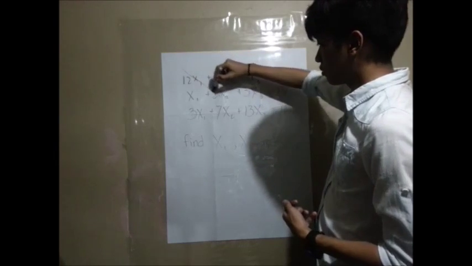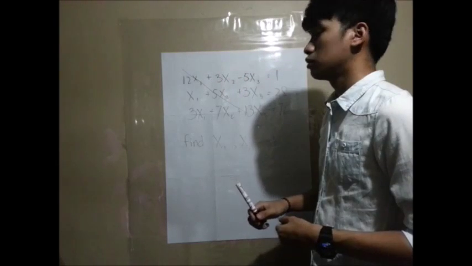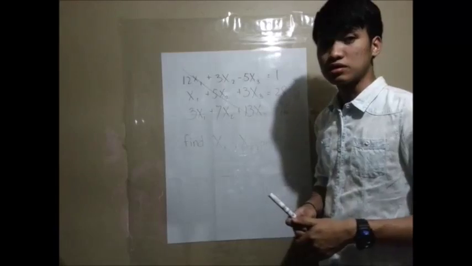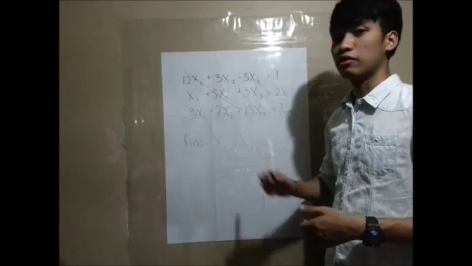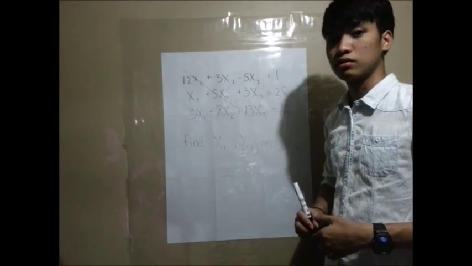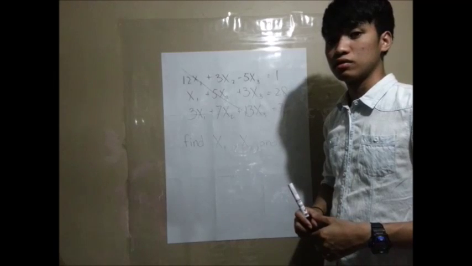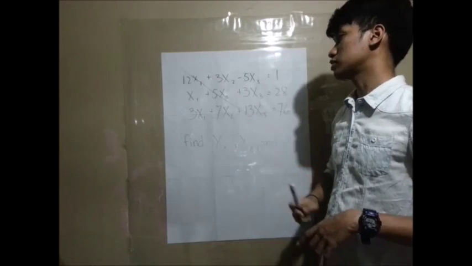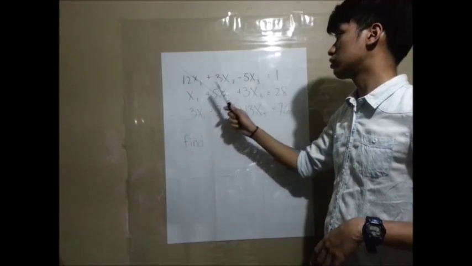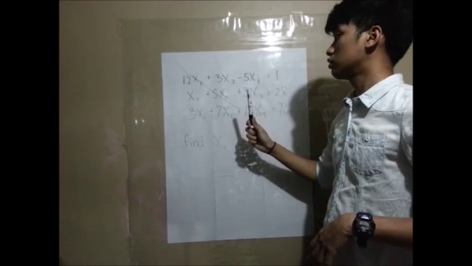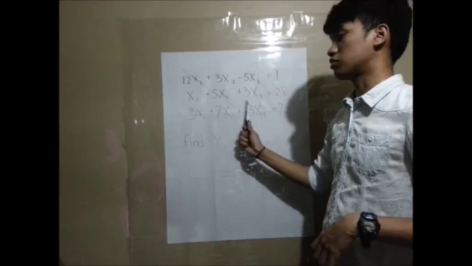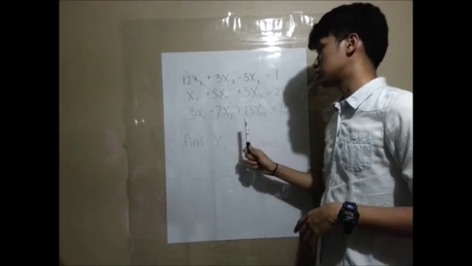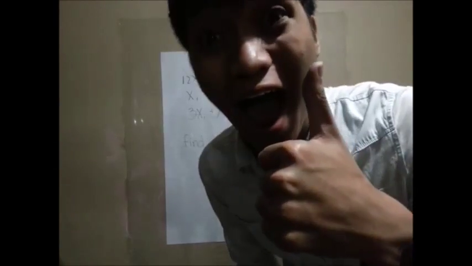These three form a diagonal line. Being diagonally dominant means these three must be greater than the sum of their respective columns. For example, 12 is greater than 3 plus 5. 5 is greater than 1 plus 3. And 13 is greater than 3 plus 7.